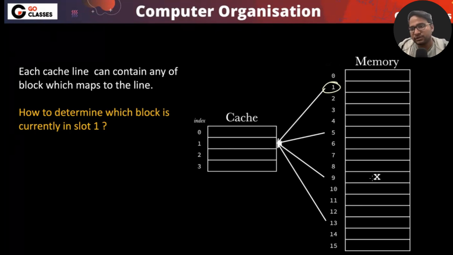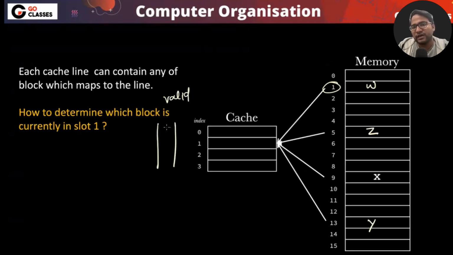Let's suppose this is X, this is W, this is Z, this is Y. Now let's suppose the CPU has generated some address. The CPU wants the byte from a particular block, let's suppose block number 1. Now it will check this particular line, whether this line is empty or filled. That we tell using some bit called valid.